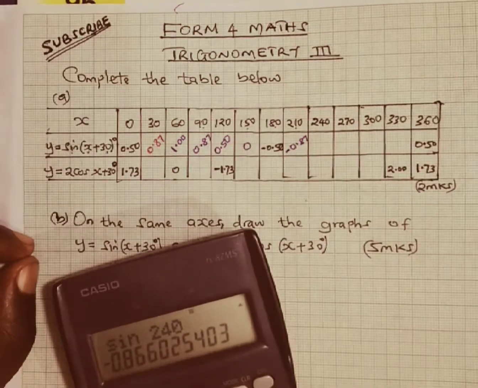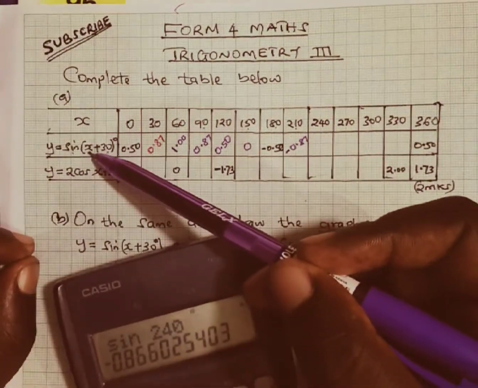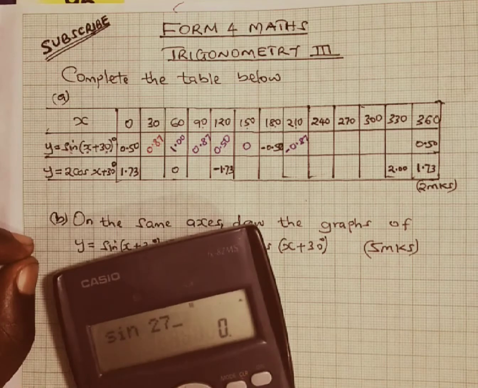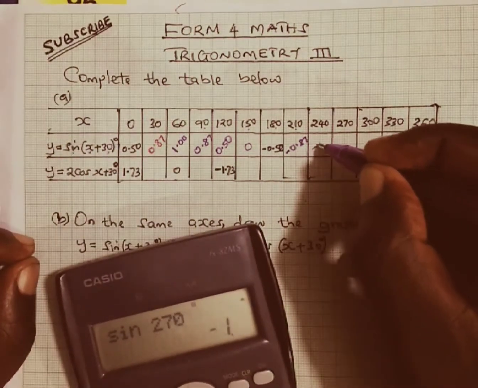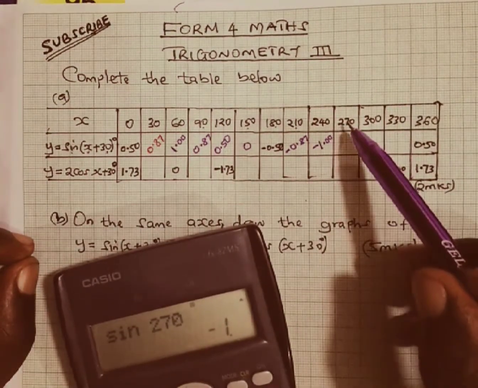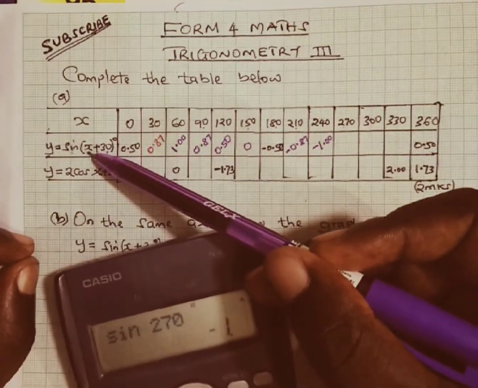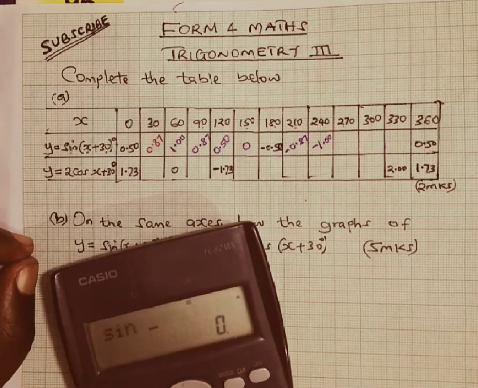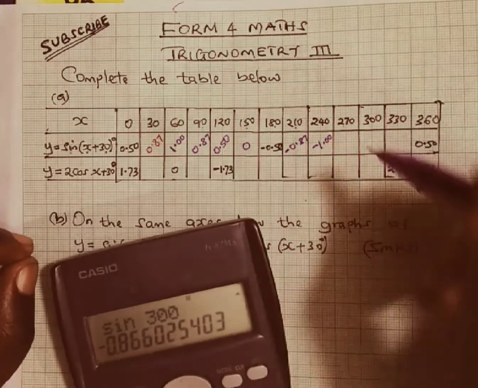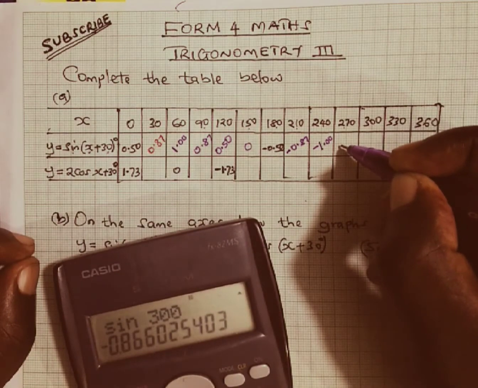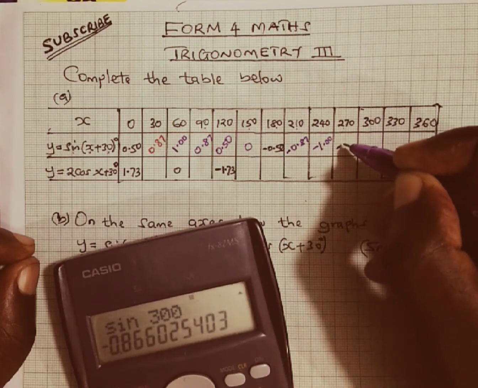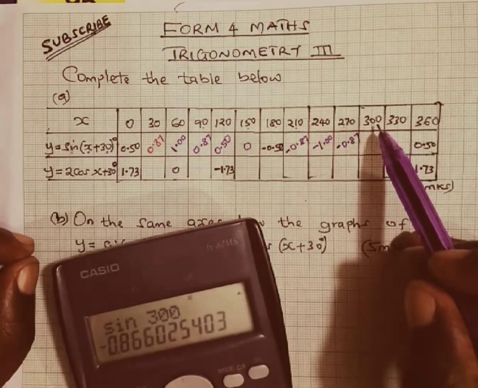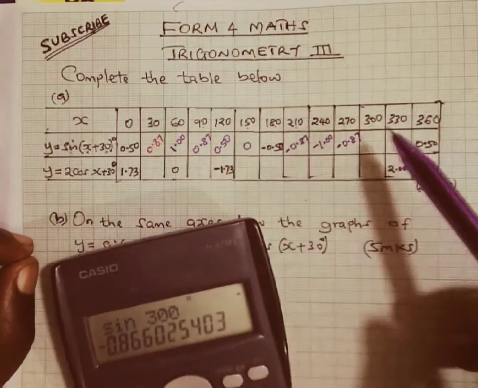Then we go to 240. So if x is 240, we add 30, that gives us 270. So we press sine 270, and that gives us negative 1.00. Then we go to 270. So if x is 270, you add 30, that gives us 300. You press sine 300, and the sine of 300 will give us negative 0.87. Then we go to 300, so we take 300 plus 30, which is 330.